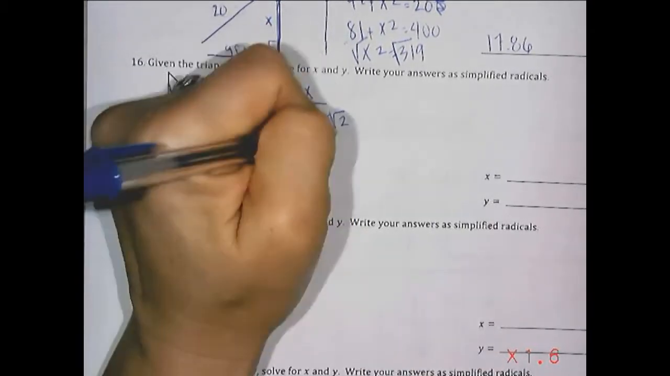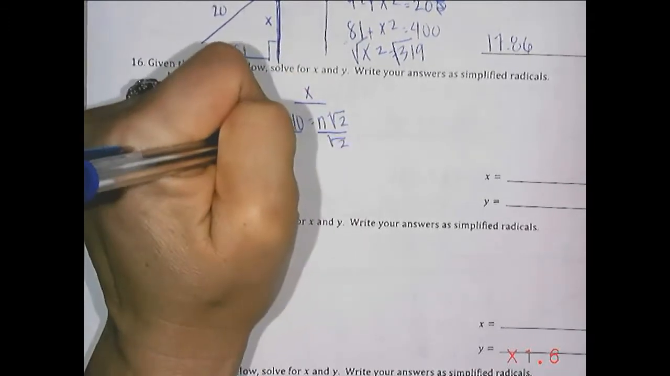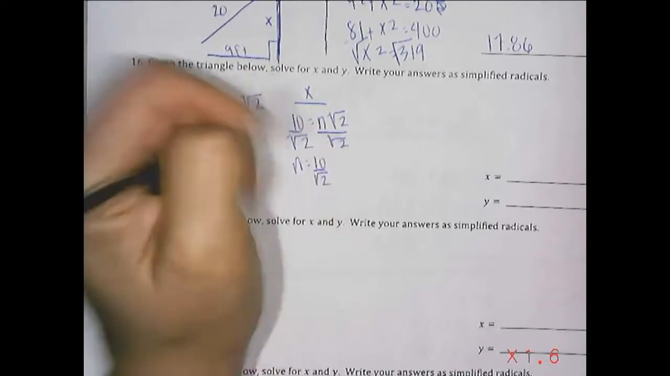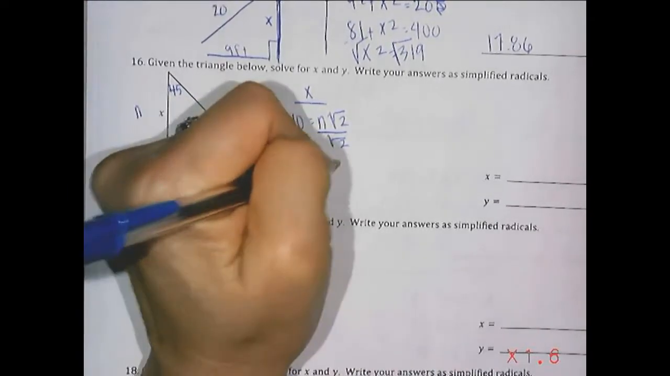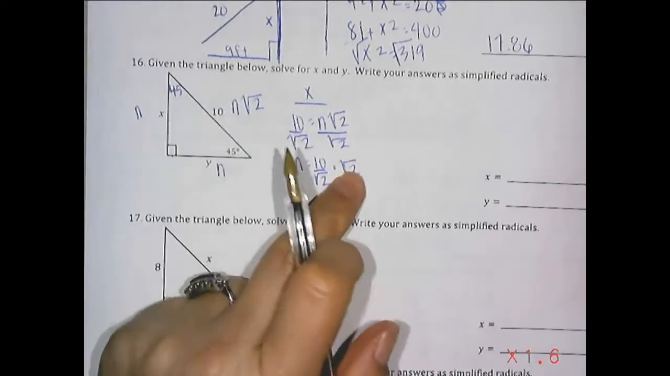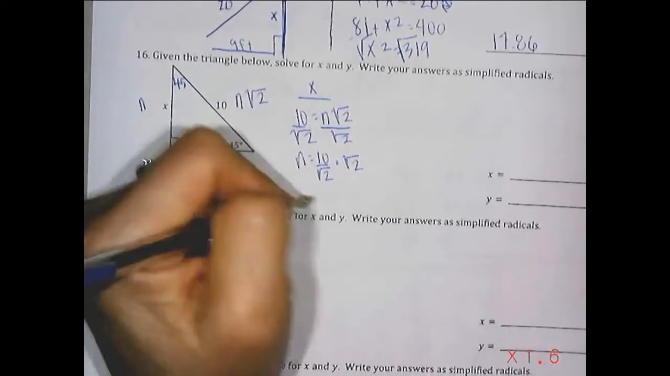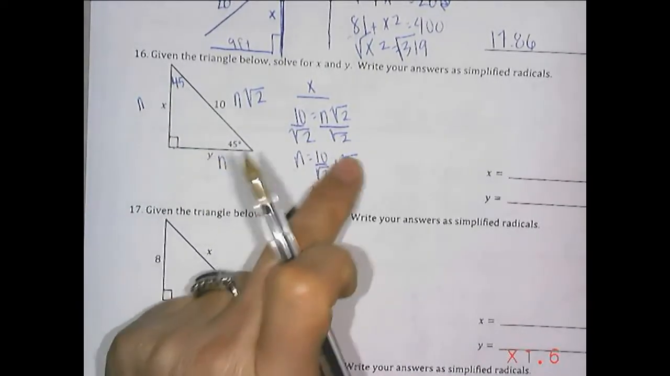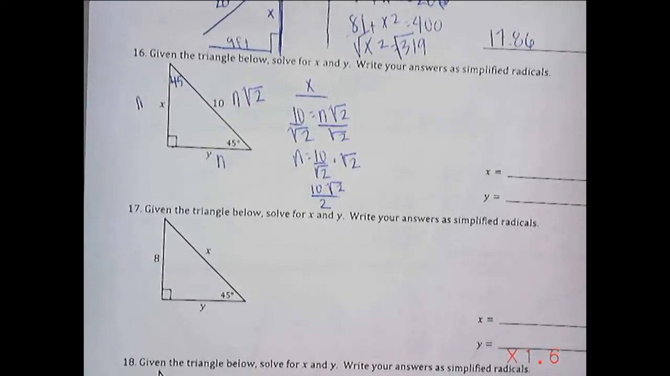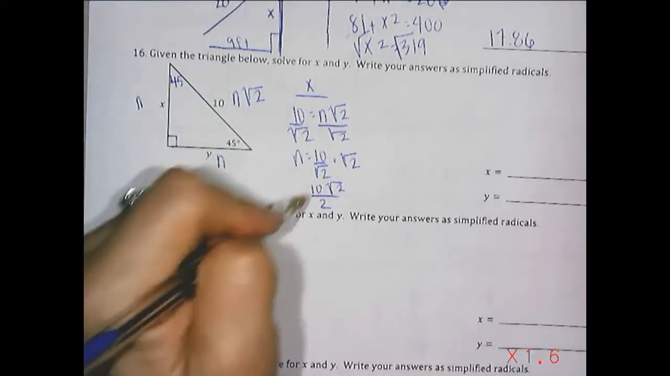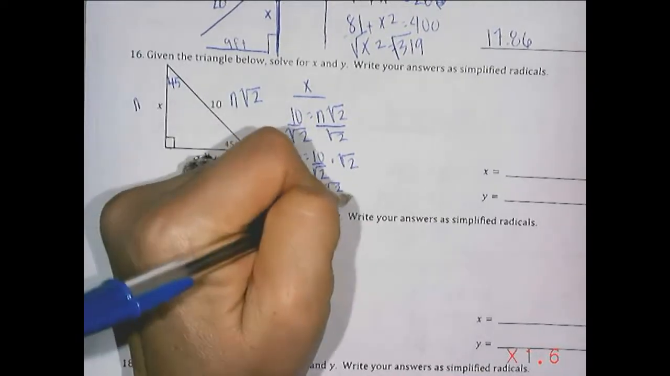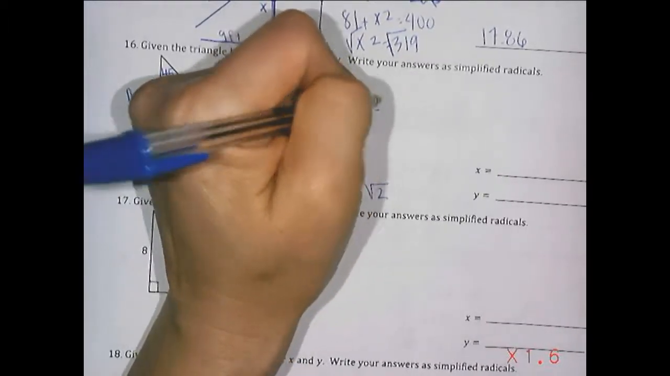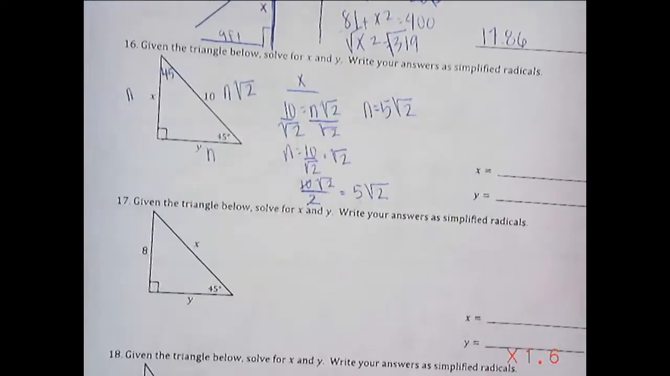I need to get n alone, so I'm going to divide by rad 2 and divide by rad 2. I will have n equals 10 over rad 2, which I am not allowed to have. I cannot have a radical on the bottom. So I need to multiply both the top and the bottom by rad 2. That's going to become 10 rad 2 over 2. Rad 2 times rad 2 is rad 4. The square root of 4 is 2. Now I can simplify. 10 divided by 2 equals 5. So I now know that n equals 5 rad 2.